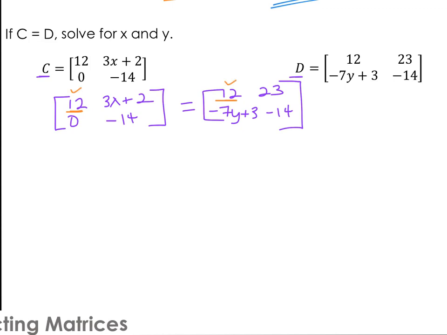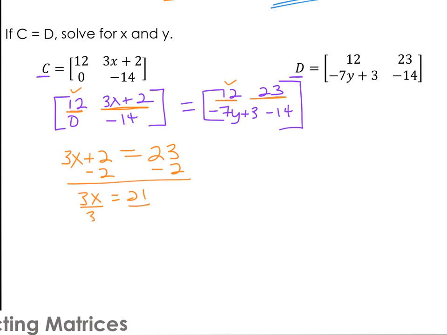But then when we have row 1, column 2, notice we have 3x plus 2 in one matrix, matrix C, and matching that should match the element in matrix D of 23. That would allow us to solve for x. This is just basic algebra now. I'm going to move 2 to the other side, giving us 3x is equal to 21. And then think about what we do to get x by itself. Divide both sides by 3. And x would equal 7. So there's one of our solutions.